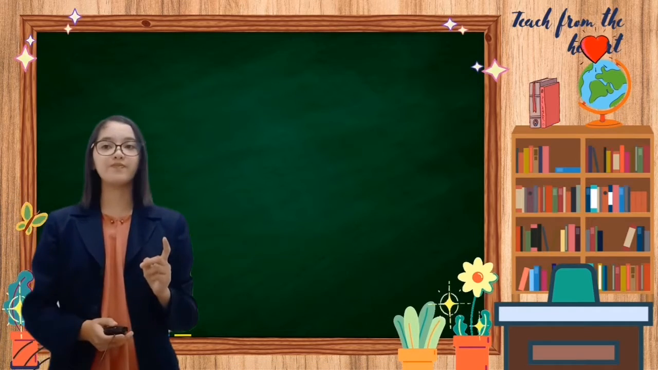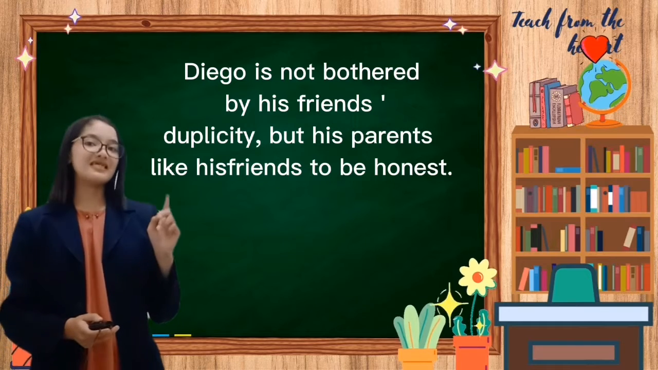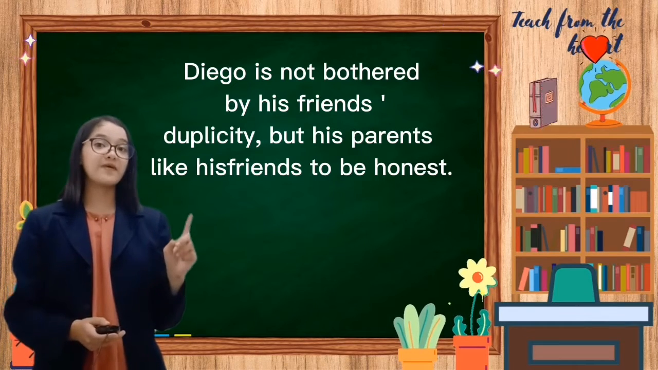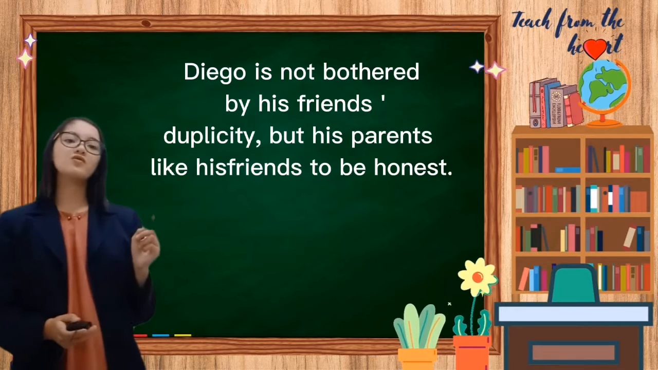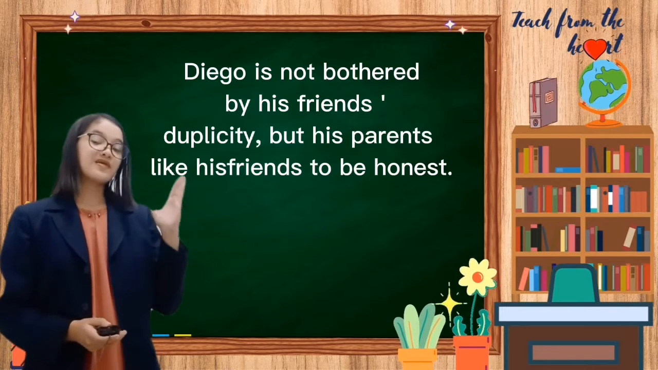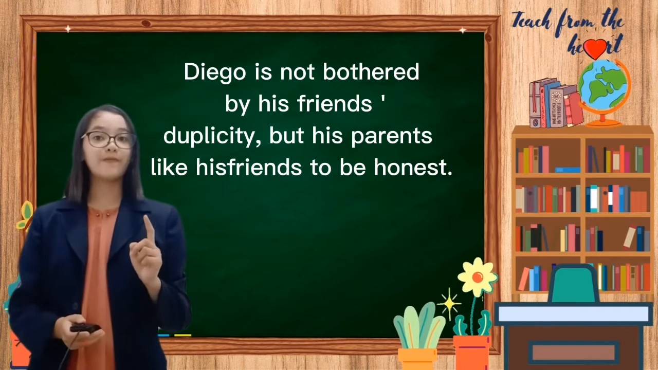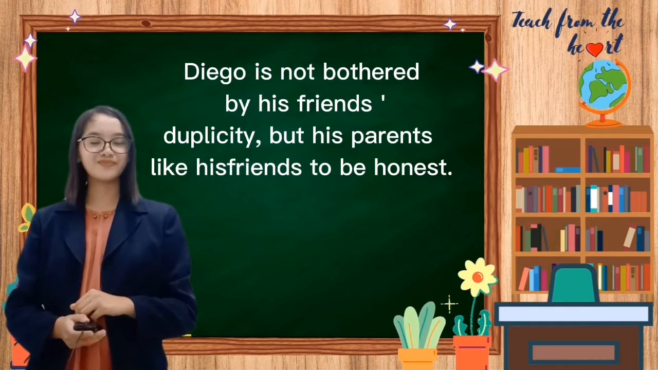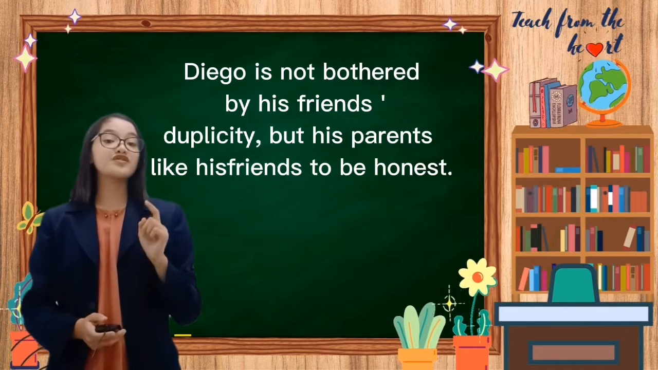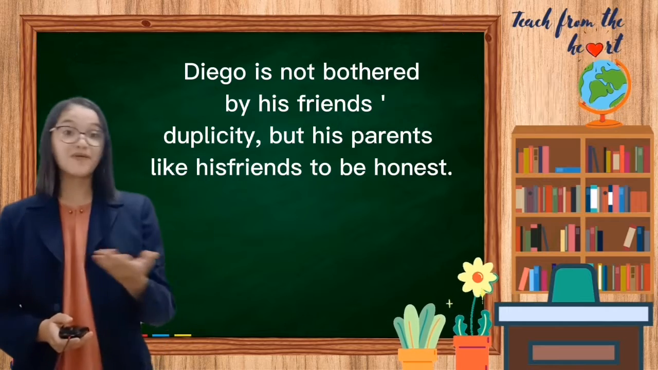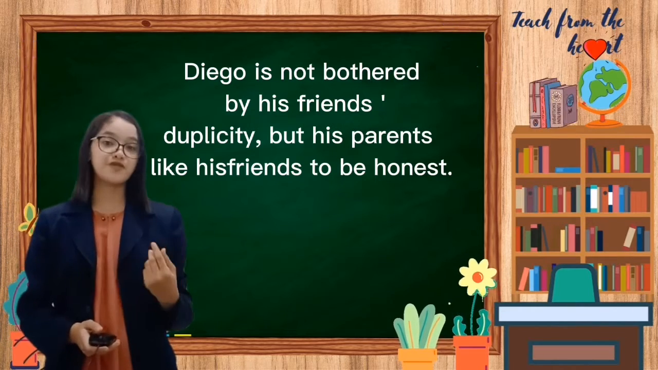For example, Diego is not bothered by his friend's duplicity, but his parents like his friends to be honest. Now look closely and observe. From the sentence, what does duplicity mean? You're right. Duplicity means that someone is faking, someone is pretending or lying. It is a form of deception.